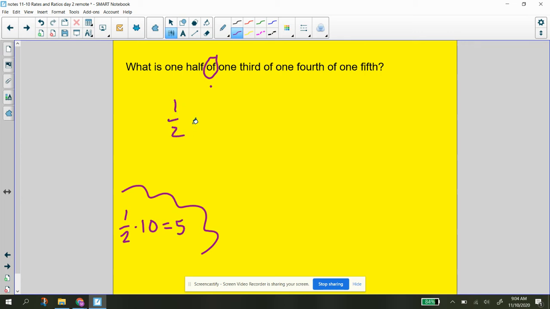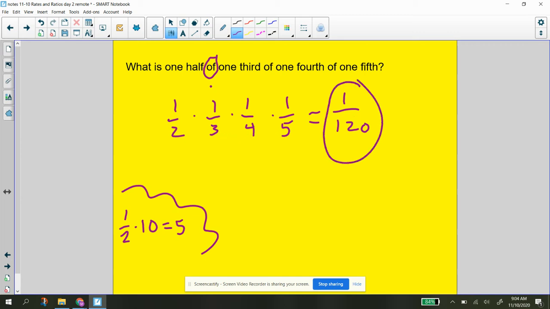We got 1/2 times 1/3 times 1/4 times 1/5. So it's going to be a really small fraction here. And if you multiply these together, on top you get 1. The bottom's a little harder. I think it's going to be 120. 5 times 4 is 20, times 3 is 60, times 2 is 120. So it turns out that 1/2 of 1/3 of 1/4 of 1/5 is actually 1/120th.